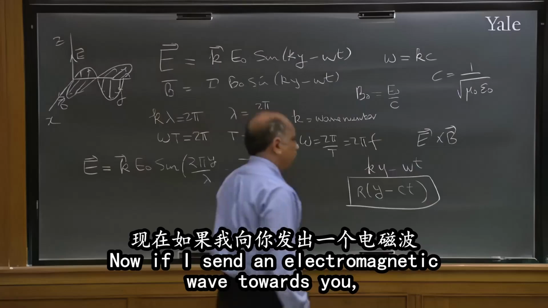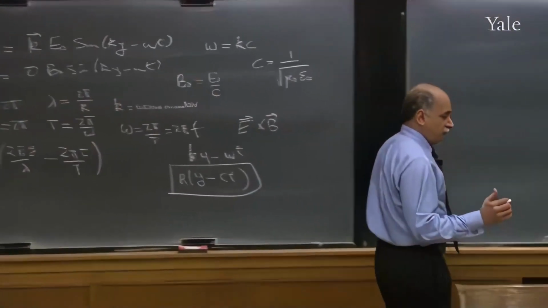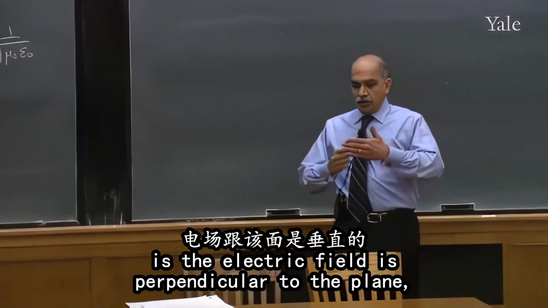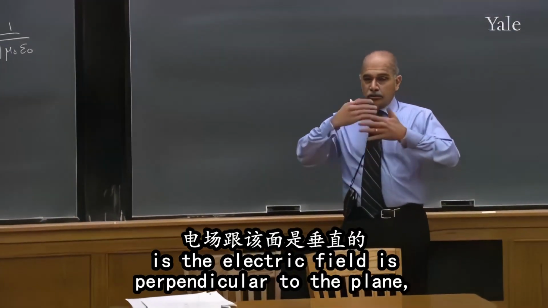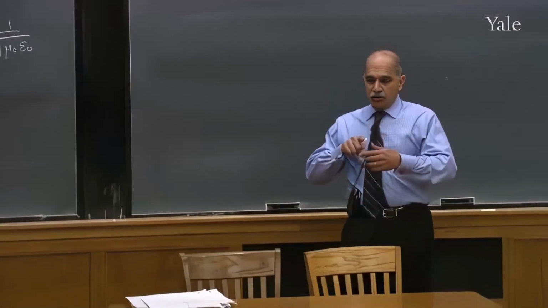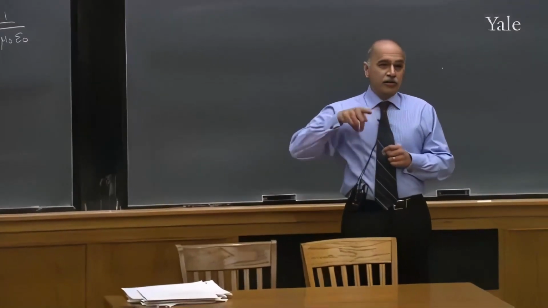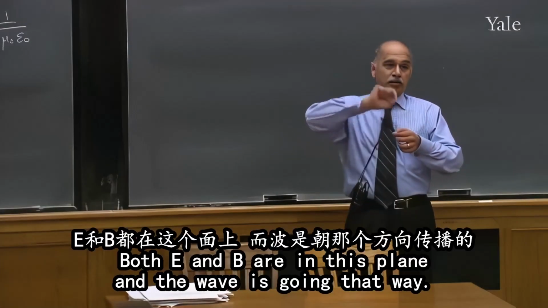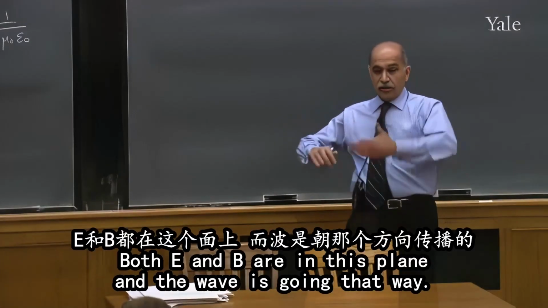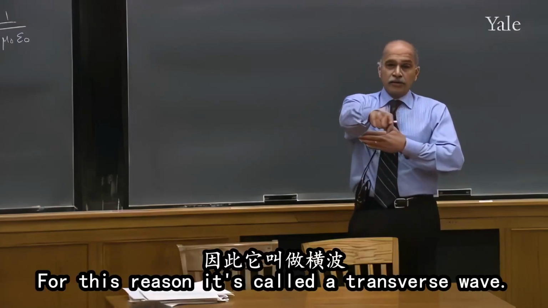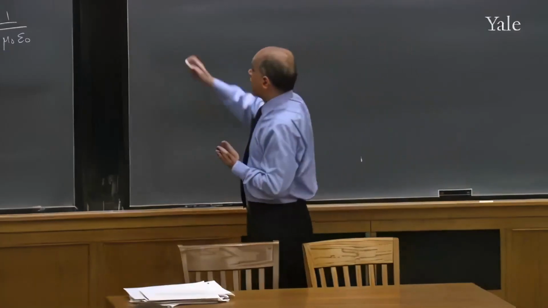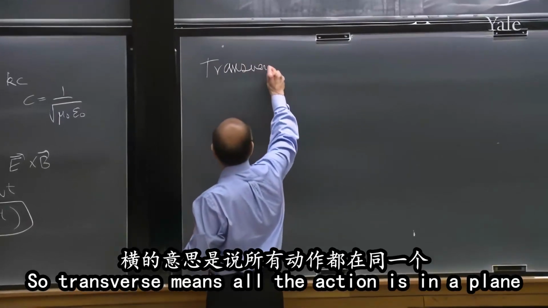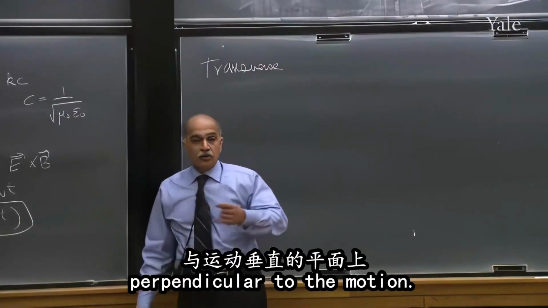Now, if I send an electromagnetic wave towards you, the first thing you should notice is the electric field is perpendicular to the plane in which things are happening, or normal to the direction of propagation. So the field vector is perpendicular. Both E and B are in this plane, and the wave is going that way. For this reason, it's called a transverse wave. So transverse means all the action is in a plane perpendicular to the motion.